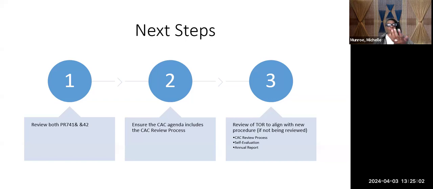So staff will be able to remind the membership about the CAC review, enabling membership and co-chairs to ask any questions that they may have about the process. And then staff begins to take a look at gathering CAC self-evaluations, CAC annual reports, annual reporting out to the board, and any recommendations that have gone forward from the committee.